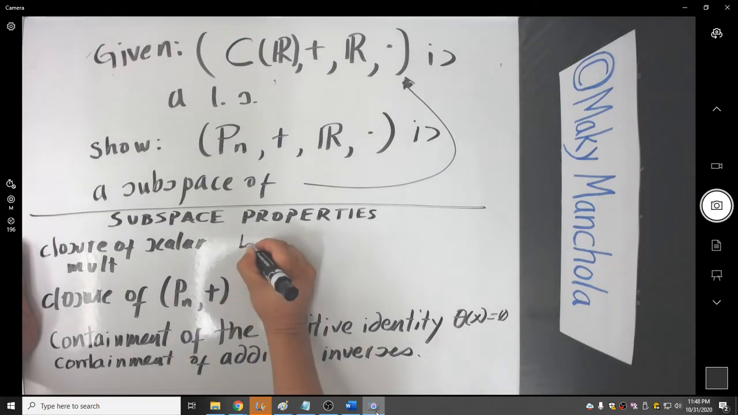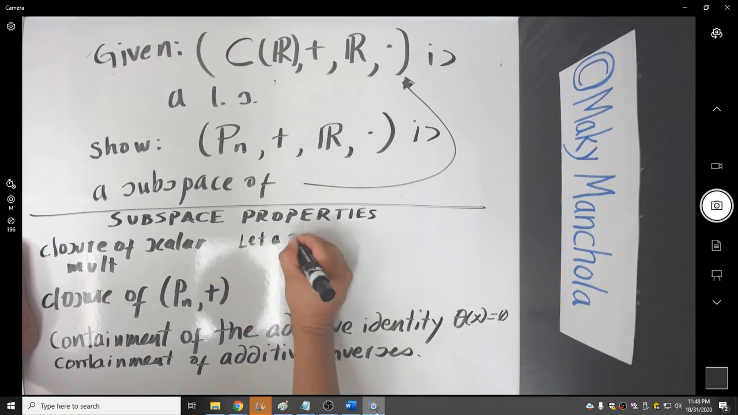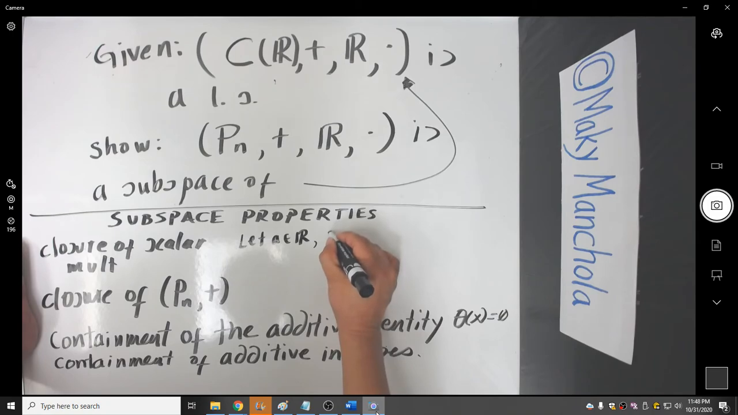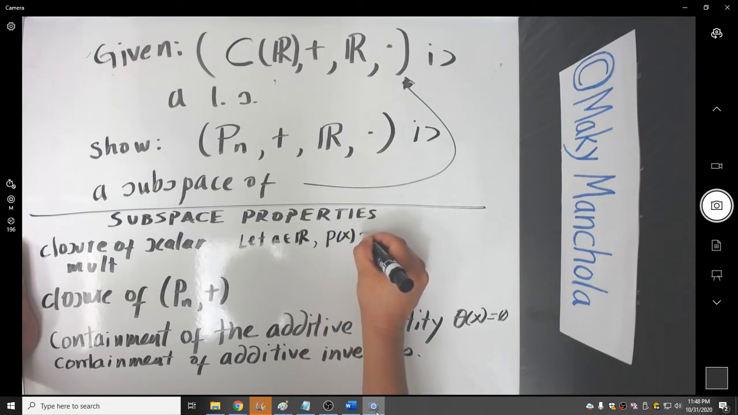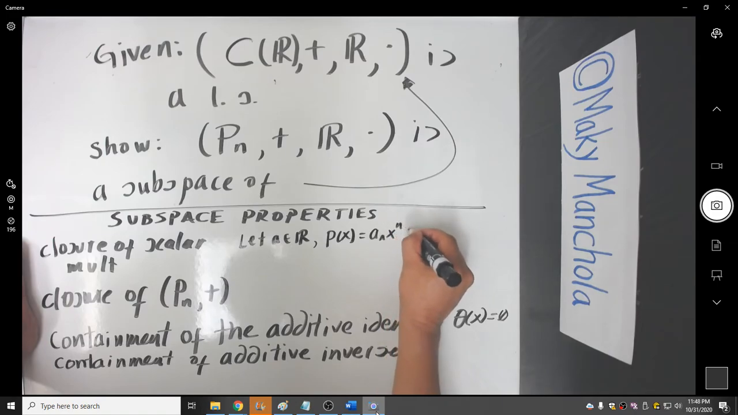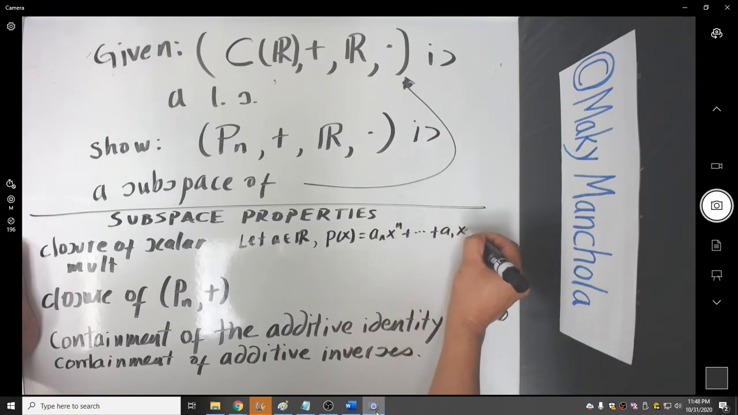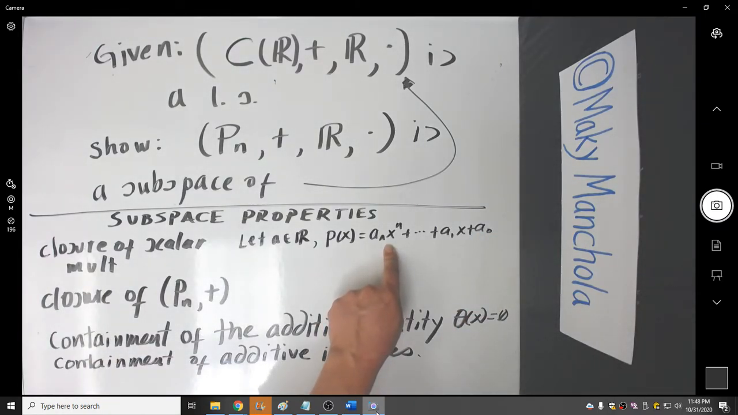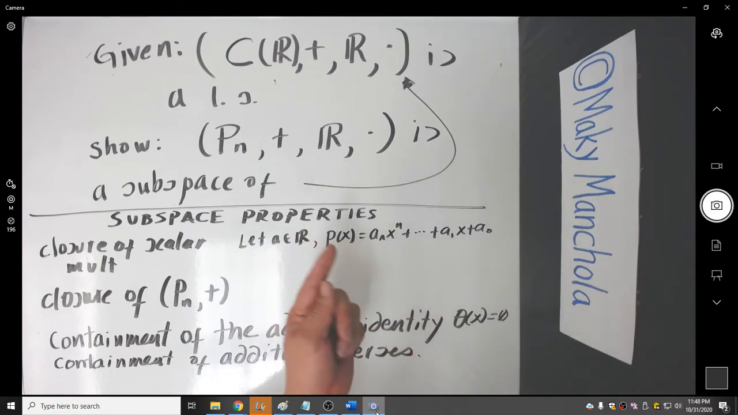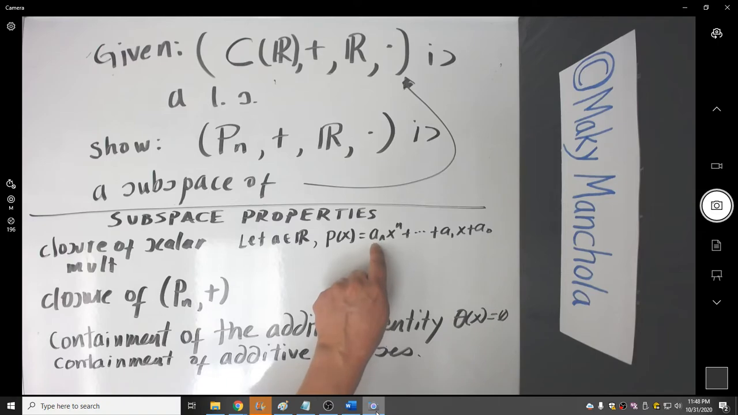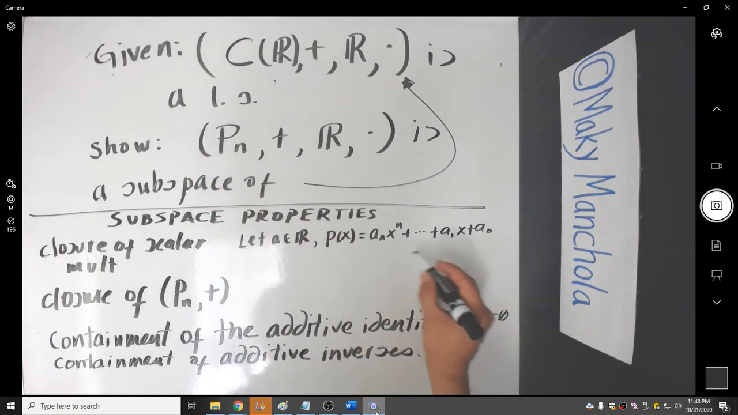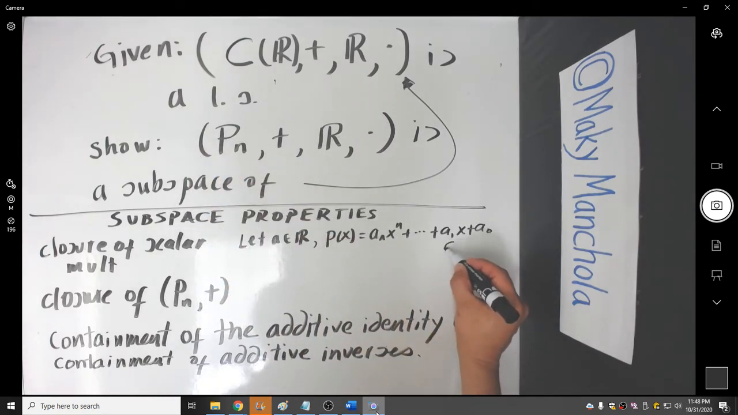So let A be a real number. So I'm picking a field element. And let P of x equal a_n x^n plus ... plus a_1 x plus a_0. Notice that this could be an n-degree polynomial, or it could be a polynomial of less than degree n, and that will happen if a_n is actually 0. So this is the generic element of Pn.